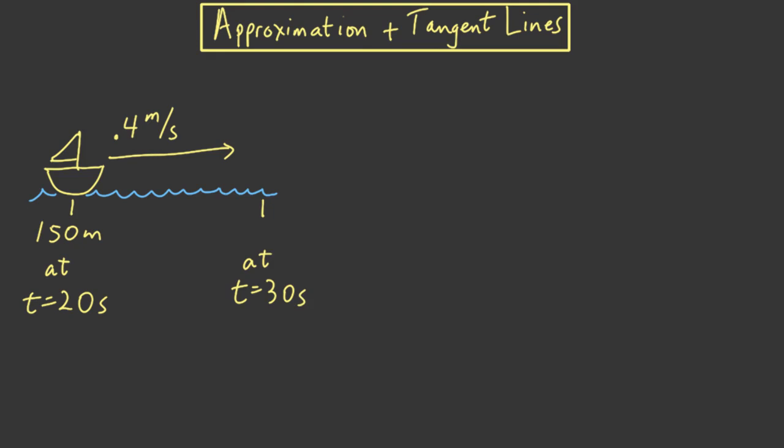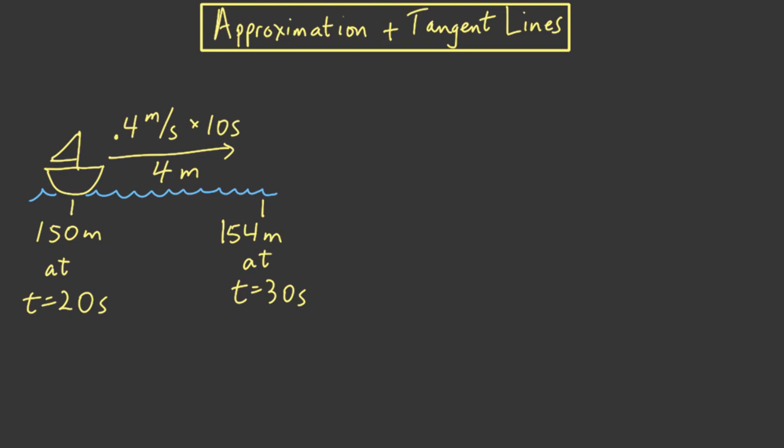One way you might have thought about that would have been to make a simplifying assumption that the boat kept the same velocity over the 10 seconds, in which case you'd take the 0.4 meters per second and multiply it by the 10 seconds to get an estimate of 4 meters as the amount the boat traveled, or the difference in position. So our best guess would then be 154 meters as the boat's position at time t equals 30.